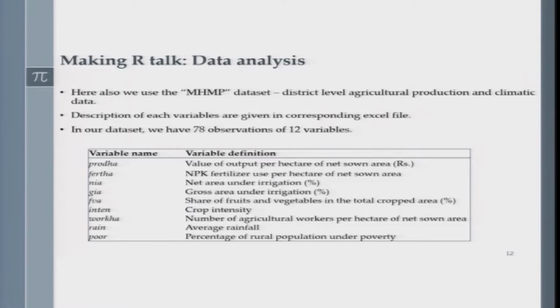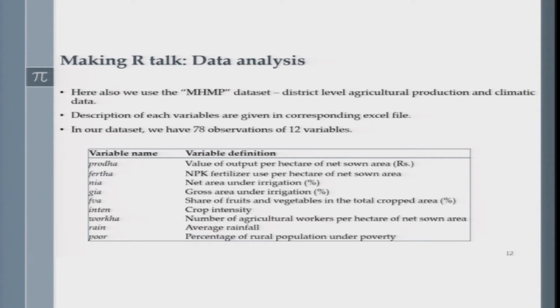So, the name of the Excel file is MHMP, and this is the description of the data I am showing you here. In total I have 78 observations, and these 78 observations have data on 12 variables. These 78, by the way, are districts in two states, Maharashtra and Madhya Pradesh. So, let us have an idea about the data here.